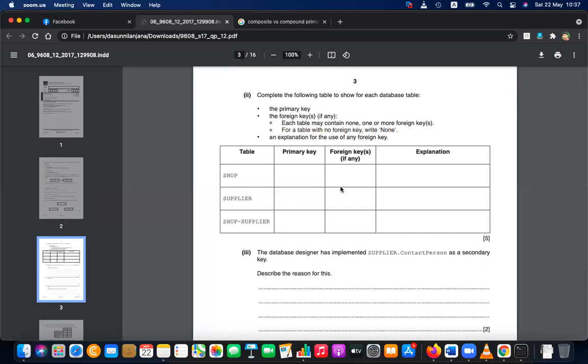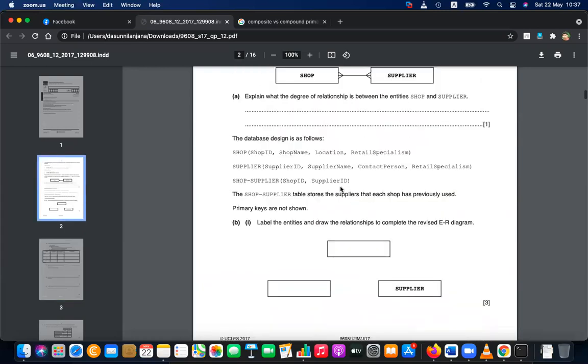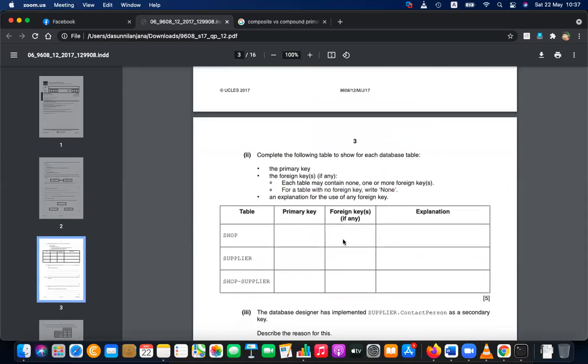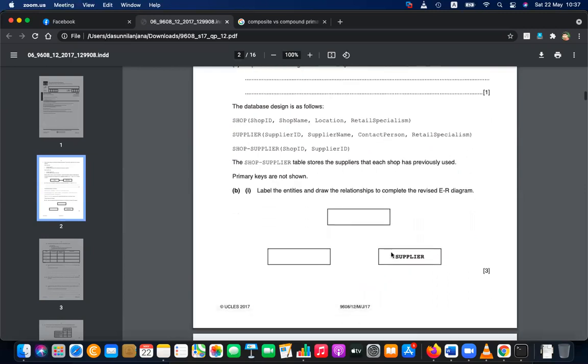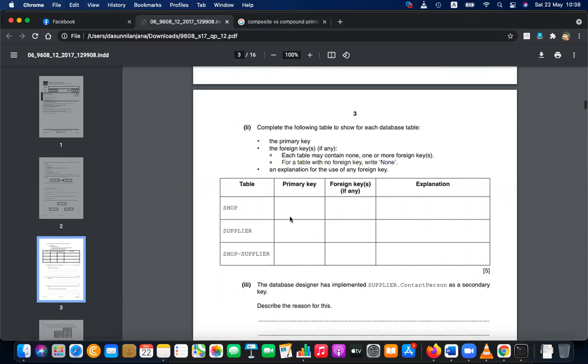Okay, so shop table. What is the primary key? Shop ID. Correct. So any foreign keys? No, none. You have to write shop ID here, and here it should be none. Explanation: you don't need an explanation because you are not using the supplier table. Supplier ID is the primary key, that is the one given. And here none, right? So no explanation.